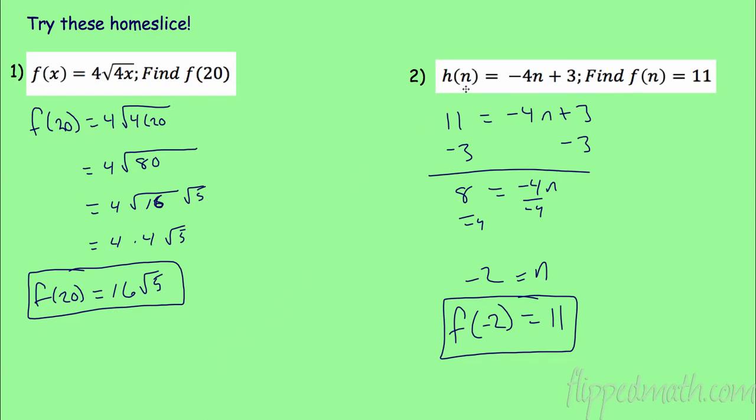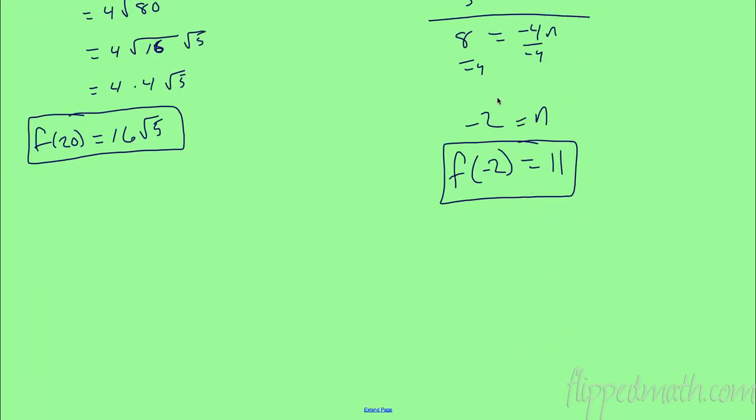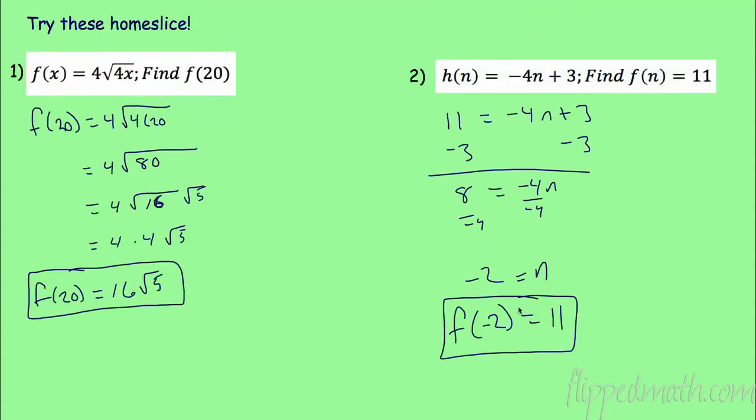On this one, we have to solve, right? We changed h of n. We made another mistake, Sullivan. To 11, so this should say h of n. So subtract 3 from both sides. 8 equals negative 4n. Divide, and you get negative 2. And then, of course, the value of the function of negative 2 equals 11.